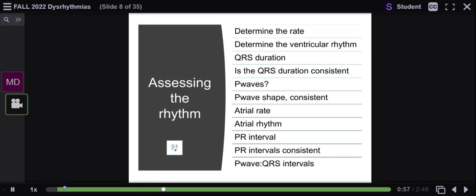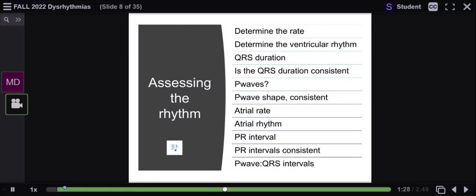So again, how do we do that? Just count the number of the R waves, multiply it by 10, and you'll get the ventricular rate. If it's an R wave, ventricular rate. If it's a P wave, then that would be what? Yes, your atrial rate. So it's the same thing as determining the rate: multiply by 10 the ventricular or the R to R waves, or the atrial rate, which is the P to P waves.